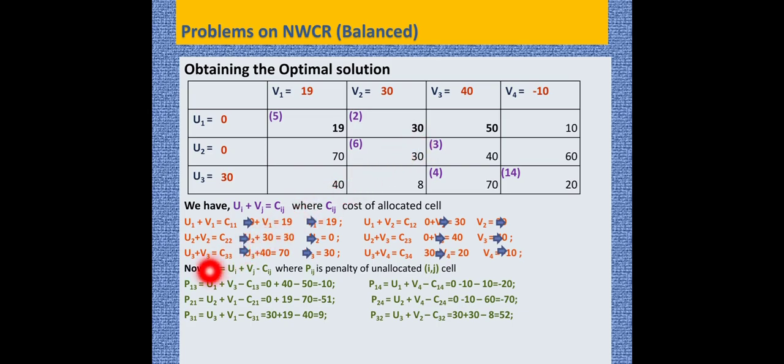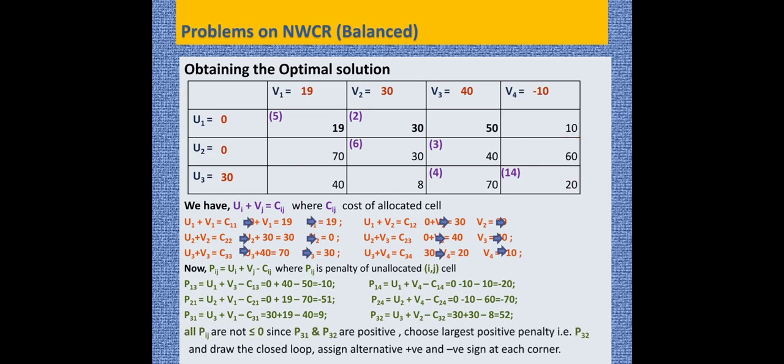Here U1 is equal to 0 plus V3 is 40, minus 50, which is the cost here. So I am getting minus 10. Similarly, P14 is another unallocated cell. U1 is equal to 0 plus V4 is equal to minus 10, minus C14 which is 10. So I am getting minus 20 here. Similarly, for all the unallocated cells, we calculate the penalties.